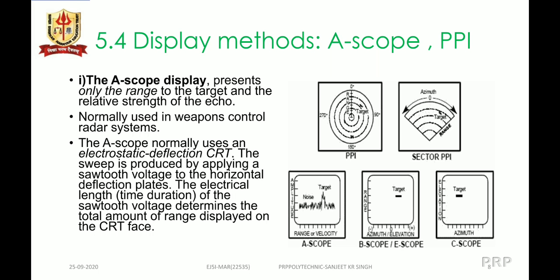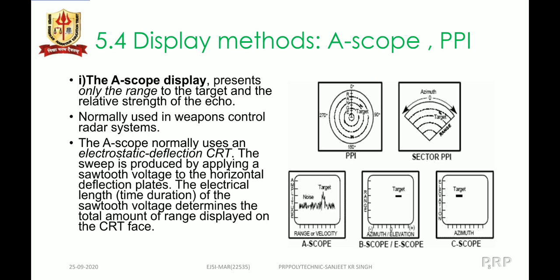Now here are the display methods. There are different display methods as given in the diagram alongside. It has the A scope, PPI, sectored PPI, B scope, E scope, and C scope. So these are the different display methods, out of which A scope and PPI are the more commonly used.